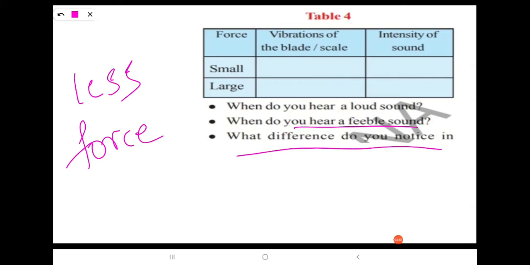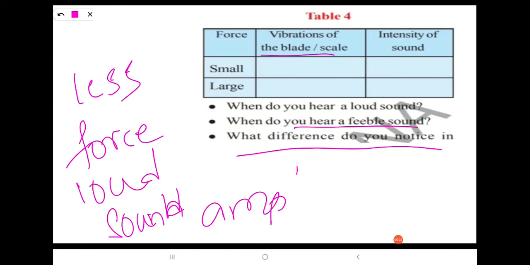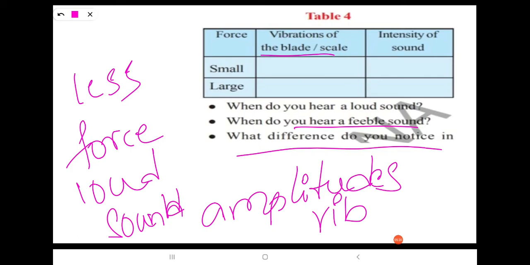So what differences do you notice in the vibrations of blade or scale during loud and feeble sounds? Here, during loud sound, the amplitude of vibrations is more, and for feeble sound the amplitude is less.